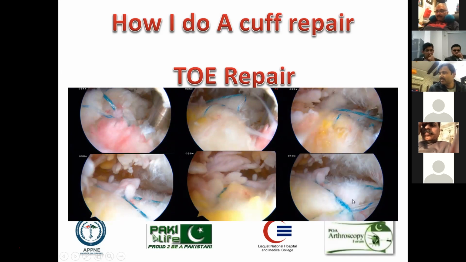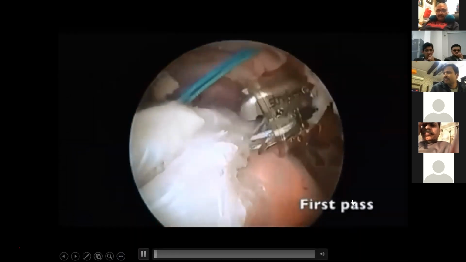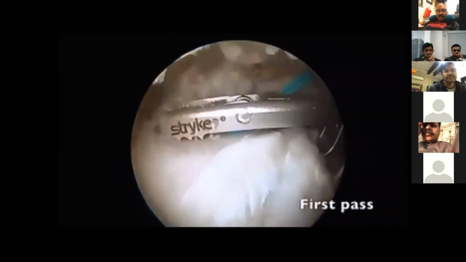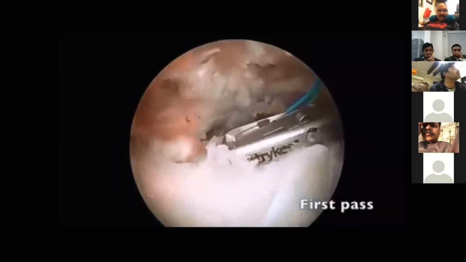I think my video comes next. Yeah, there you go. So if you can see it, this is my Scorpion. I have a Stryker one and an Arthrex one. It will bite the cuff. Okay, the suture is passed automatically through it.